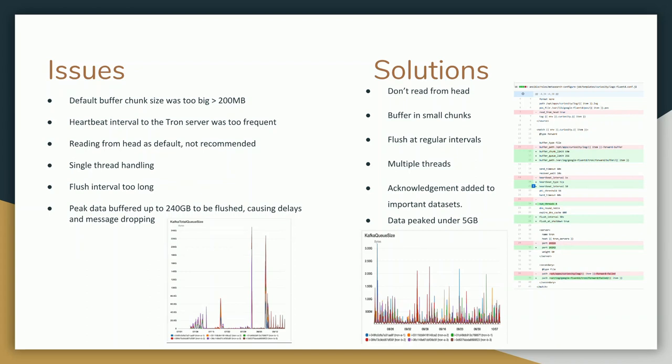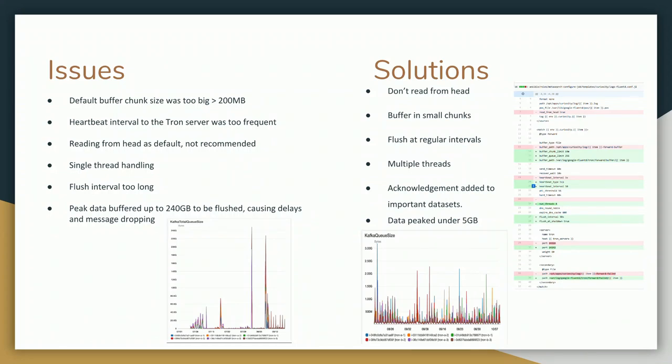So a few of the things that we did: don't read from head, because you have already read what you have transferred. When the process restarts, you just have to continue. You don't have to go back and read the whole file. Similarly, buffer in smaller chunks. The smaller the chunks, the faster you can flush, and the lower the loss you would have.